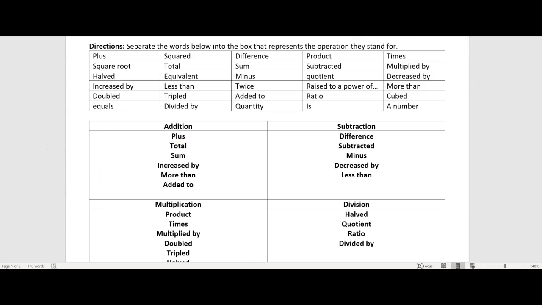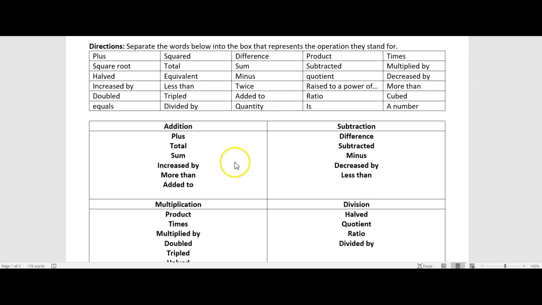Okay, on to subtraction. We have words like difference, subtracted, minus, decrease by, and less than. Less than can actually stand for an inequality sign as well, but we're not going to use those today. So when we say less than, today it's going to reference subtraction.